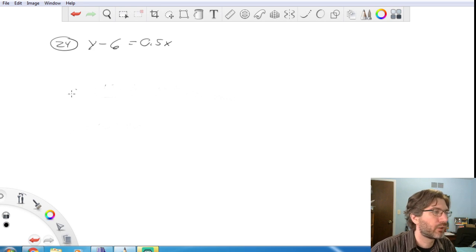For 24, this is your problem. I'm actually going to rewrite this. I mean, you can use it as a decimal, but I'm going to rewrite it as a fraction to help you with fractions a bit. But this is just 1/2 x, right?